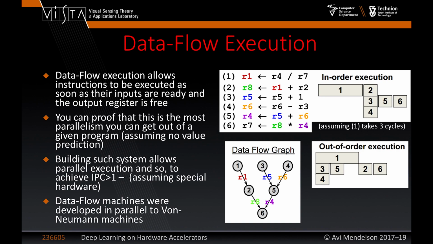More than that, we can show that if you build the system correctly, you can achieve the optimal execution time in that sense. So Dataflow execution is much better than in order. And more than that, in this case you can achieve IPC greater than 1, which we couldn't achieve before. A small question is why we are not using it. By the way, people try to build this system.